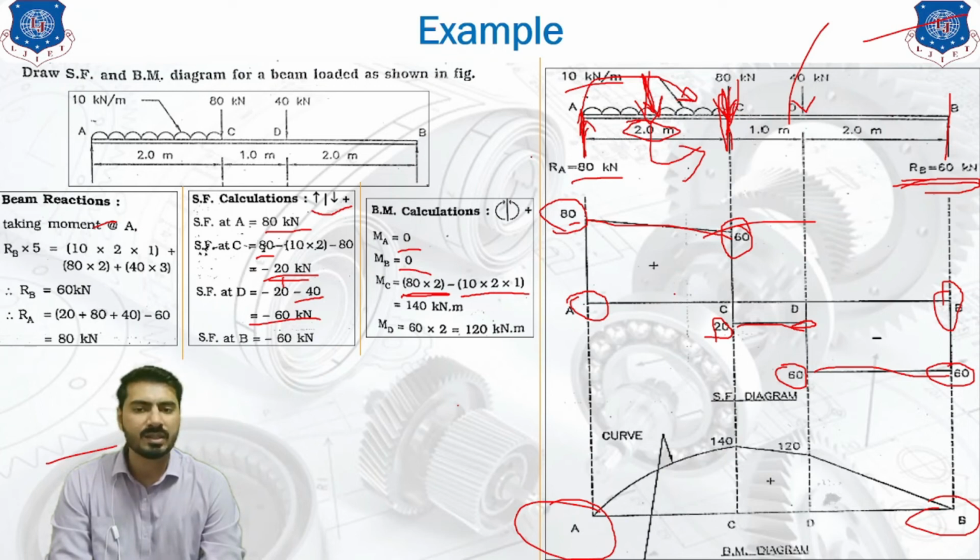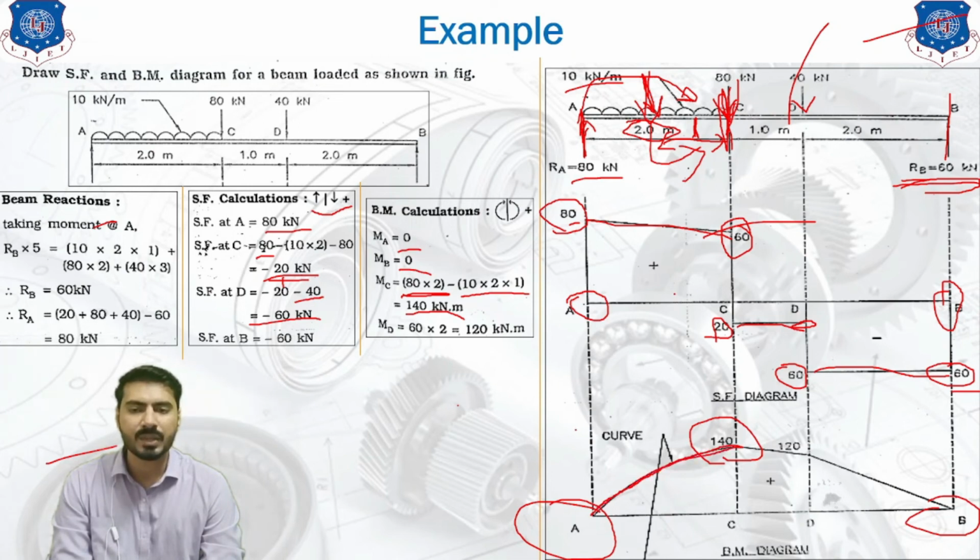Now the distance between the UDL and point C is exactly half of the UDL length. So UDL length is 2 meter, and that is why this half distance is 1 meter. So this is how we calculated the moment due to UDL. Taking the algebraic sum, you will get the answer as 140 kilonewton meter at point C. Now we have plotted the 140 at point C like this over here. But you have to notice that the connection of point A and C is a parabolic curve. So this is our parabolic curve.